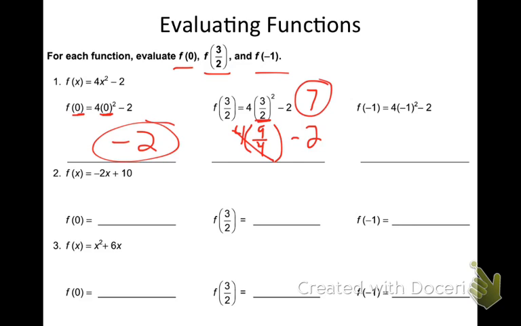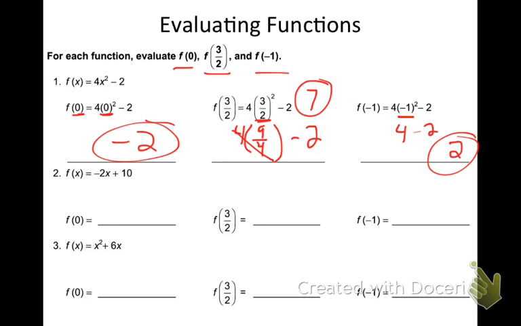Next one, I have negative 1. Notice I plug negative 1 in. Always plug in at the parentheses, so I know where that negative goes. What's negative 1 squared going to get me? 1. 1 times 4 is? 4. So I have 4 minus 2, which gets me 2. There's my answer. Input-output functions. I'm plugging the input in. What I get out is my output.